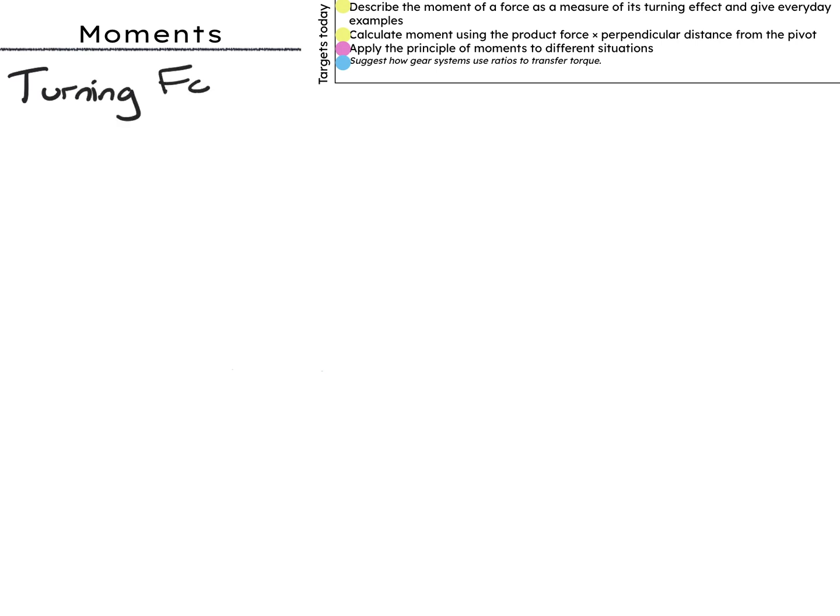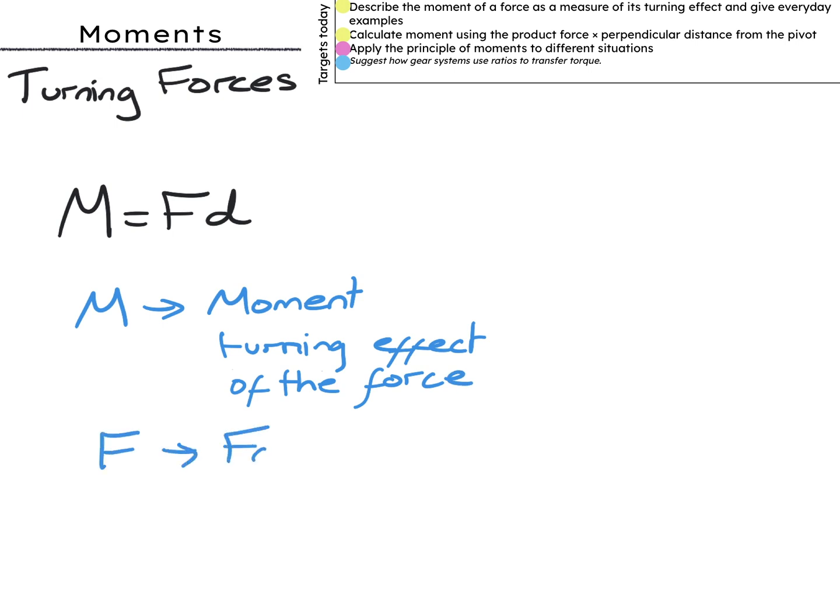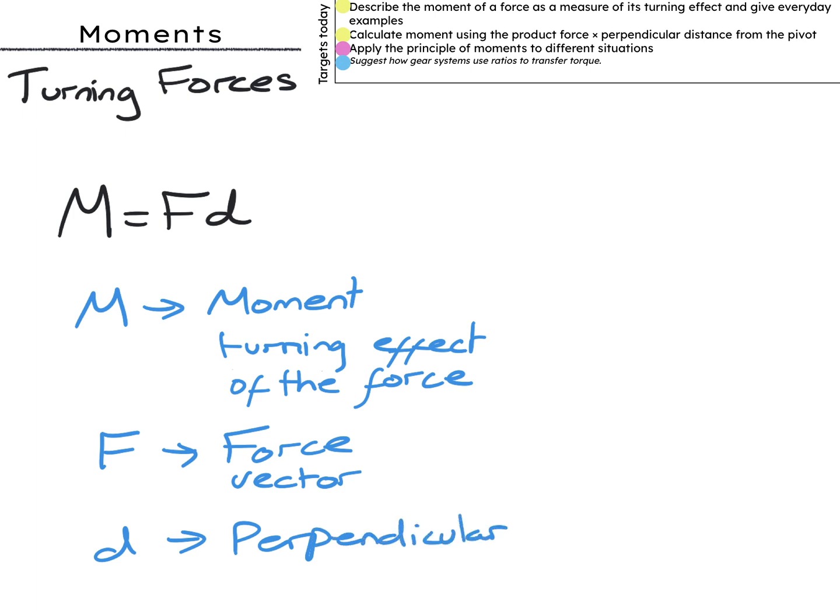And the basics are quite simple with this formula, M equals Fd, being the only one we are worried about. M is the moment, the turning effect of the force. F is the force, which is a vector with a direction, remember? And d is the perpendicular distance from the line of the force to the pivot.